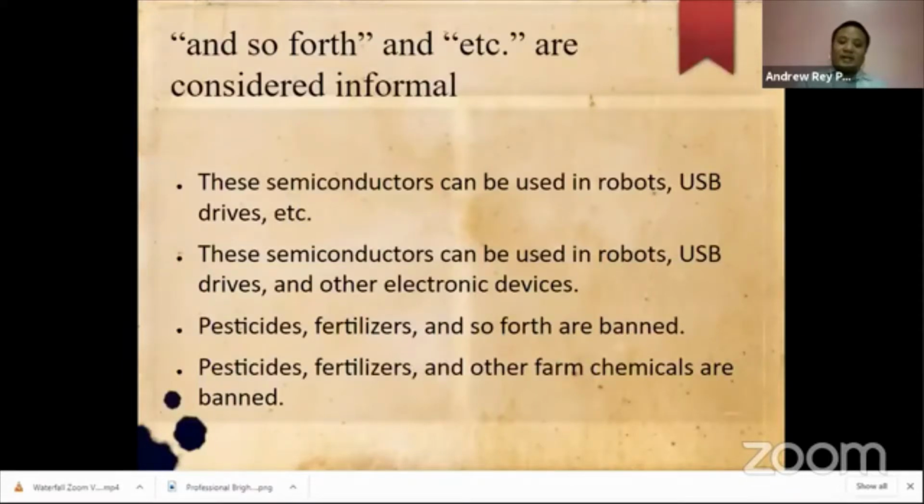Pesticides, fertilizers, and so forth are banned. That's informal. You can replace that with: pesticides, fertilizers, and other farm chemicals are banned. So remember, and so forth, and etc. are considered informal. You can replace that with something that's related to your list.